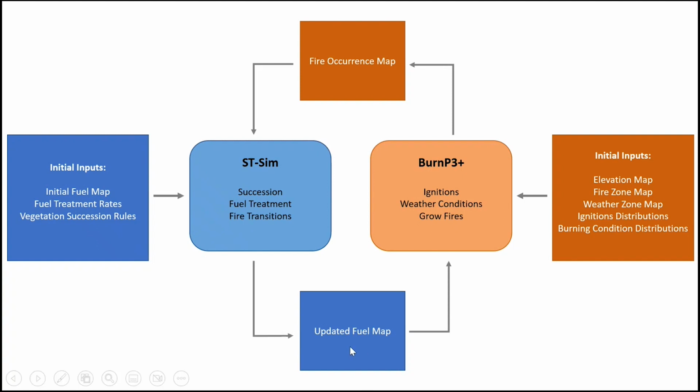The output state class map or the fuel type map from the ST-Sim model is then used as an input to generate a map of fire probabilities in the BurnP3 Plus library. This library requires its own set of initial inputs listed here. BurnP3 Plus then simulates fire ignition and growth according to weather conditions. The output fire currents map is then used as a fire transition map for the ST-Sim library. This cycle repeats for every time step and iteration in the ST-Sim model.